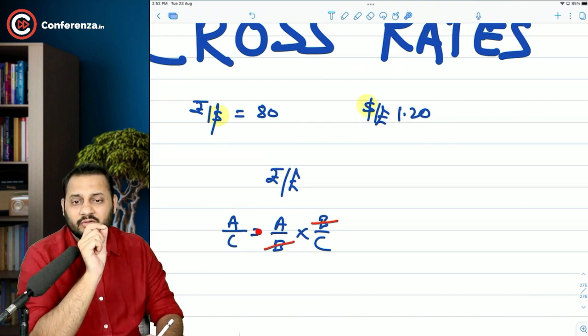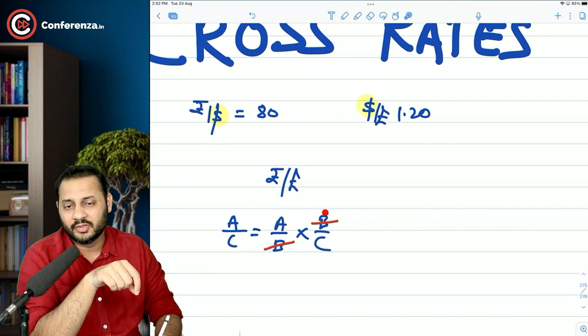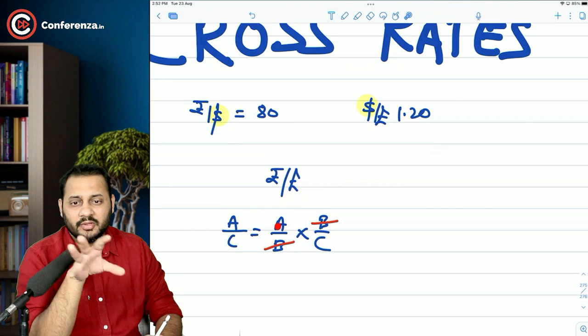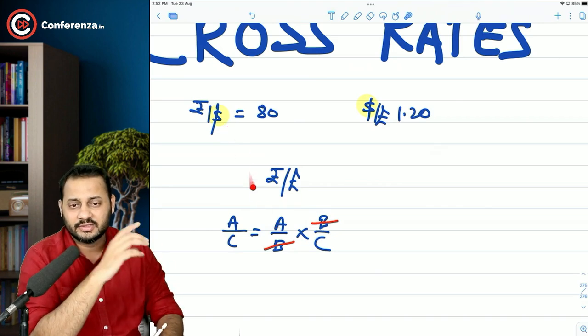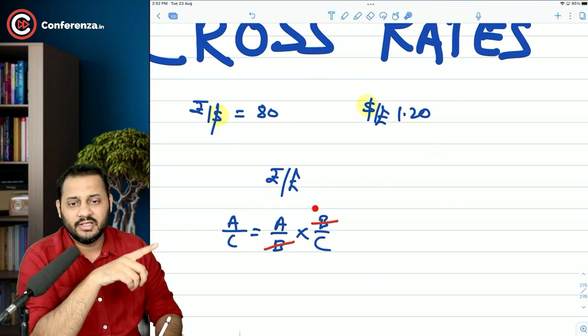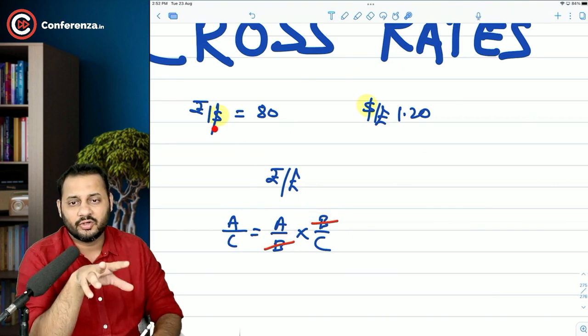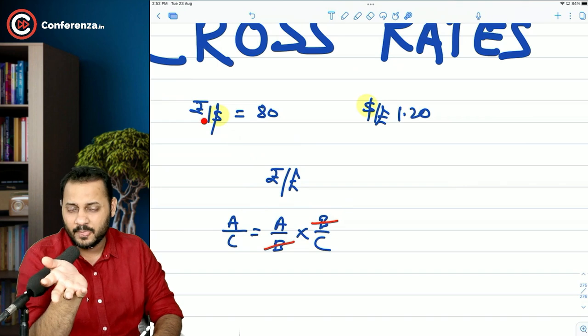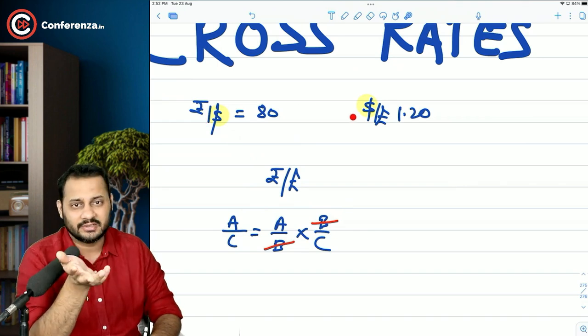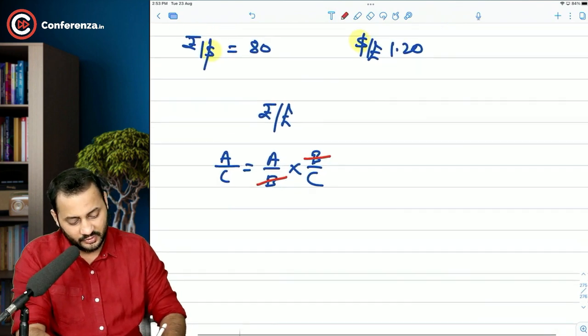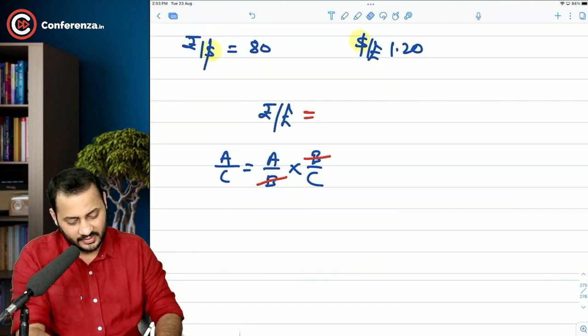Remember that. Do not remember the denominator and numerator. Denominator and numerator is good in mathematics. But in order to solve the questions of currencies, you just need to make sure that this B has opposite position in two different quotes. So dollar in this quote is a base currency and dollar in this quote is a price currency. Then you can simply cross multiply this. So we can calculate the rupees per pound in this manner.